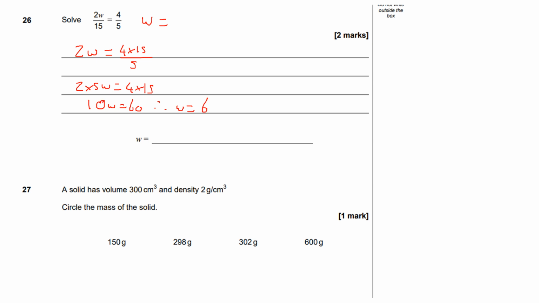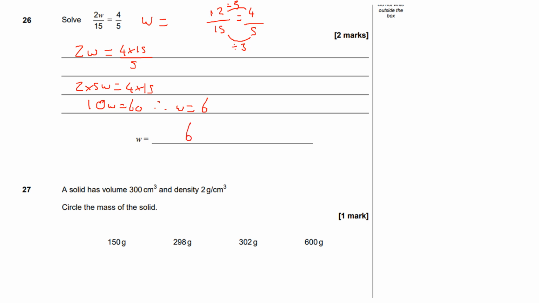So I did that pretty quickly, but let's just check that in our original equation. So 2 times w would be 12. 12 over 15 equals 4 over 5. And are those two fractions equivalent? Well, let's check. Two fractions are equivalent if you multiply or divide the top number and the bottom number by the same number. So how do you get from 15 to 5? You divide by 3. How do you get from 12 to 4? You've got to divide by 3. So 6 is definitely correct.